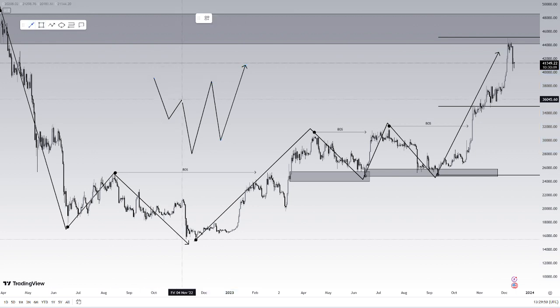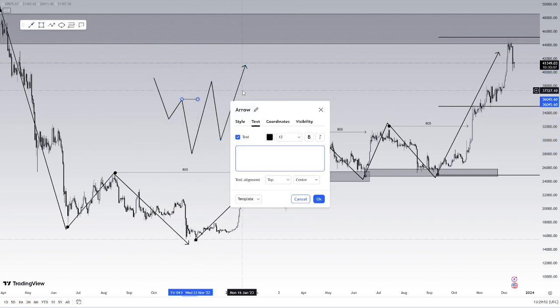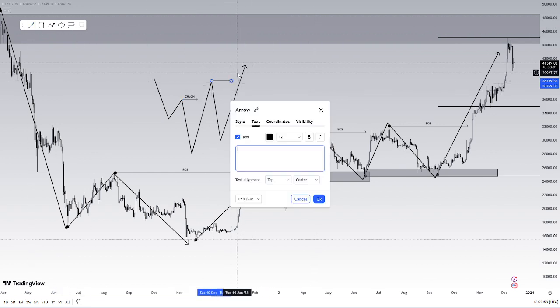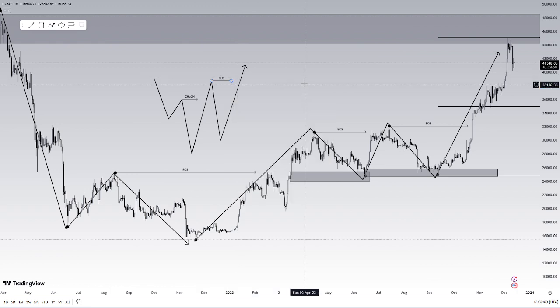So what we see here is a CHoCH giving us our change of character, and we see BOS giving us our confirmed shift of structure over here. And this is exactly what Bitcoin in the daily time frame has done. But you have to ask yourself, why is Bitcoin doing that? What's the purpose of price shifting daily structure?